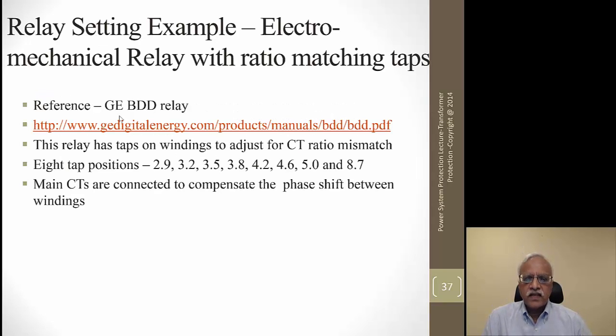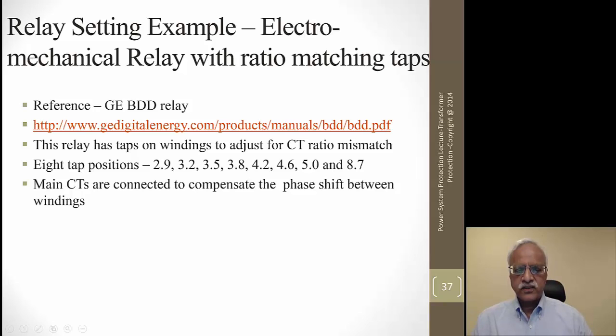If you want, let's look at some of the examples of how to set an electromechanical relay and how to set a microprocessor based relay. So we take a simple 115 kV to 138 kV, 70 MVA transformer. We go through this. For electromechanical relays, I have selected the General Electric BDD relay, and most of those electromechanical relays pretty much follow the same.